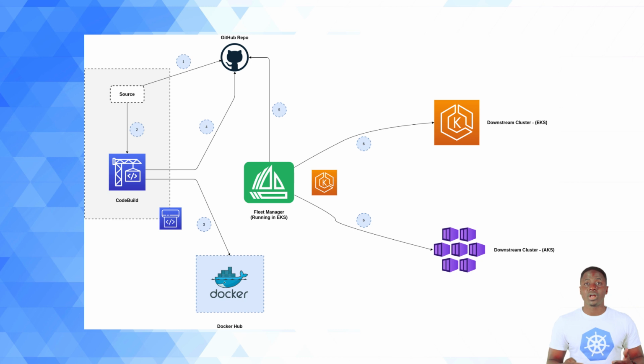Once that's done, my GitOps tool, Fleet in this case, will notice the changes and deploy the relevant Kubernetes resources to my downstream clusters. Because GitOps is a big part of what I'll be demonstrating, I want to take a moment to talk about it.